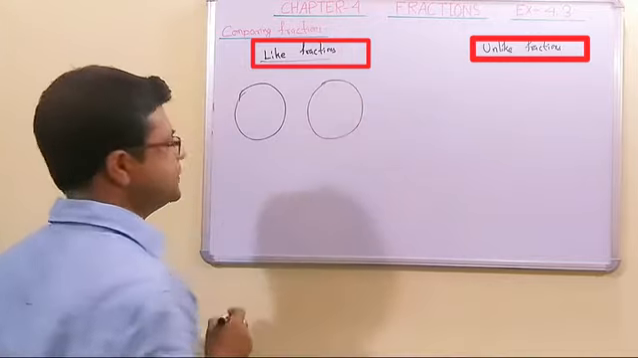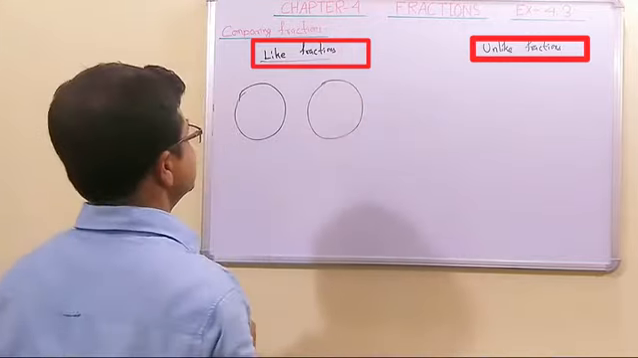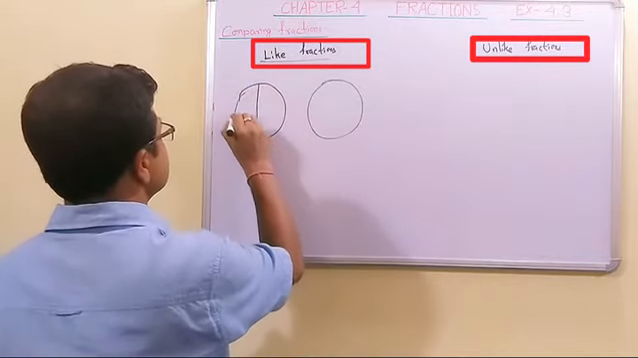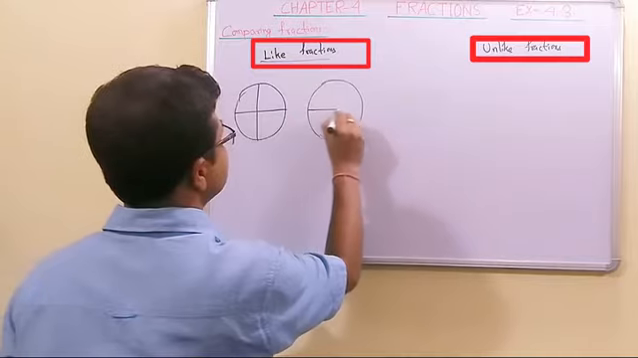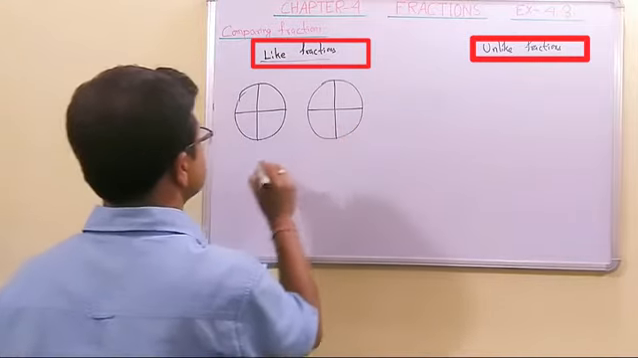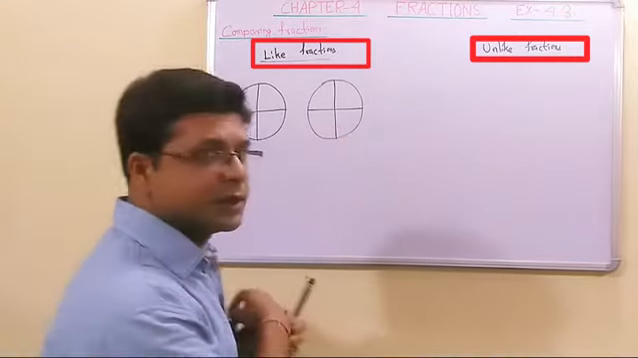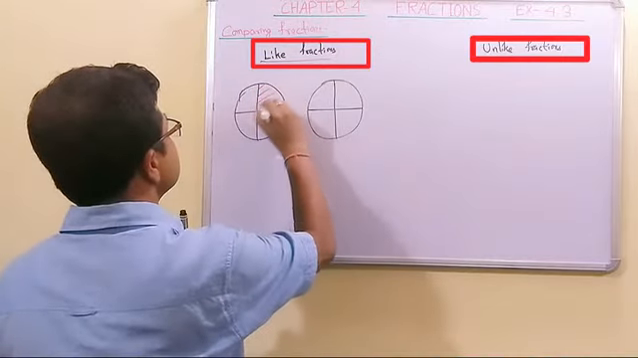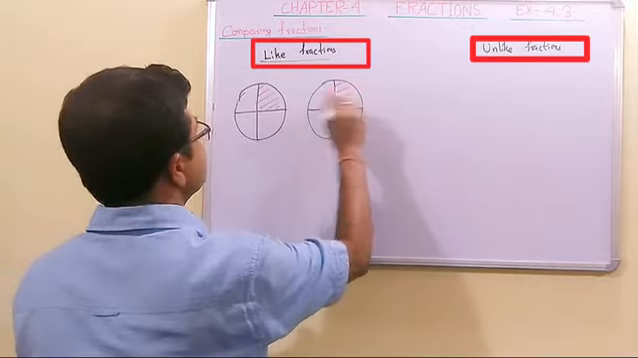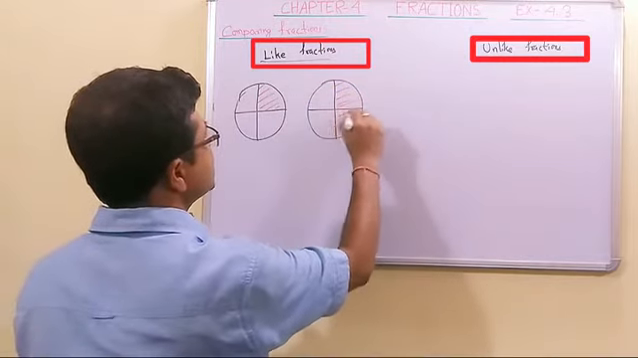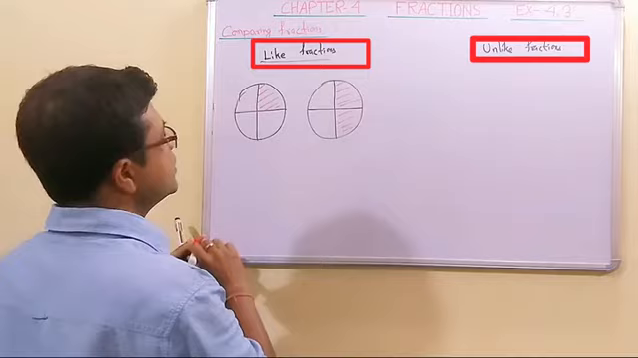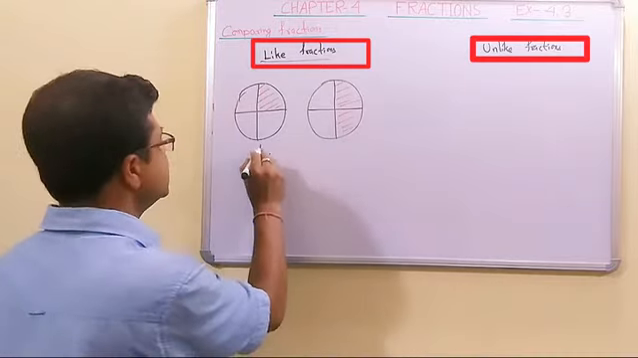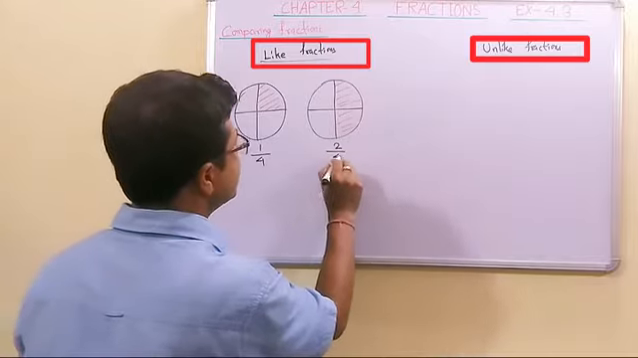of the same size. Now let us make a few parts. 4 parts are made, here also 4 parts. Now let us shade a few parts to get the fractions. Suppose here one part is shaded out of 4, and let us shade 2 parts out of 4 parts. So this is the representation of which fractions, students? Yes, this is 1 by 4 and this is 2 by 4.